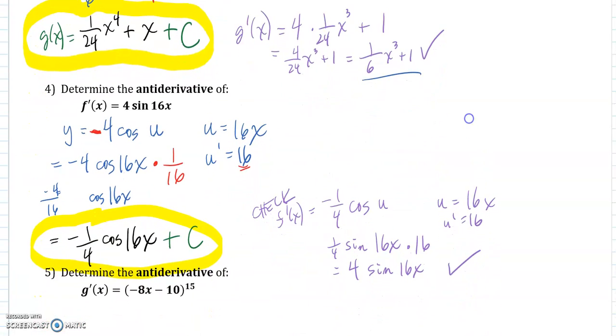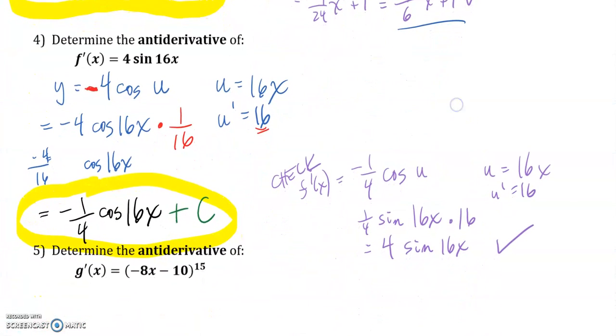On the next one, we have to consider the chain rule, because this piece, the 16x, is a function within a function. Also, a challenge here is to recognize that to get sine, I have to have negative cosine to start out, because the derivative of cosine is negative sine, so I need to get that negative in there to counteract it.